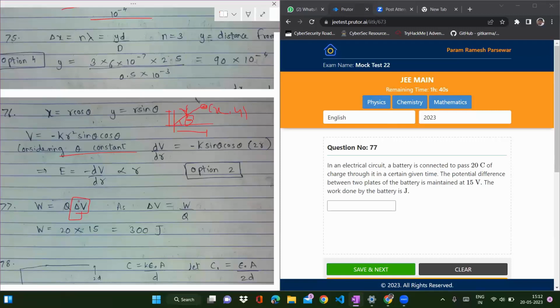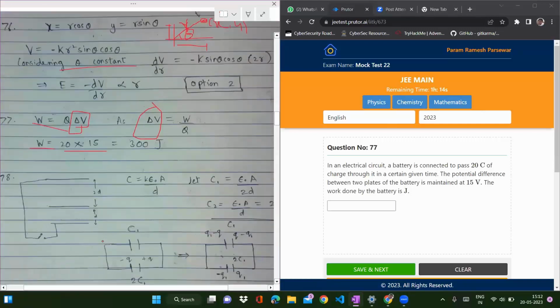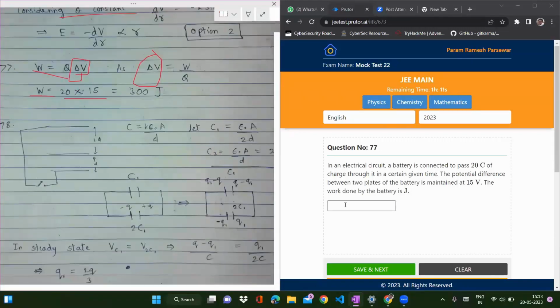So the electric potential difference is due to the work done on the charge. It is defined as the work done required per unit charge. Work done per unit charge is nothing but the potential. So delta V equals W by Q. So the work done will be Q times delta V, which is nothing but 20 coulombs into 15 volts, 300 joules. The answer is 300.